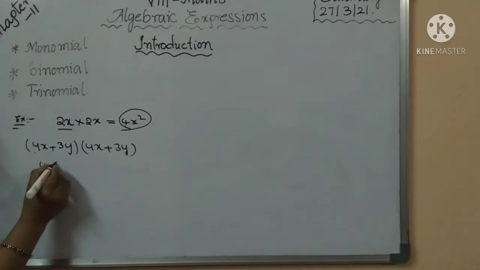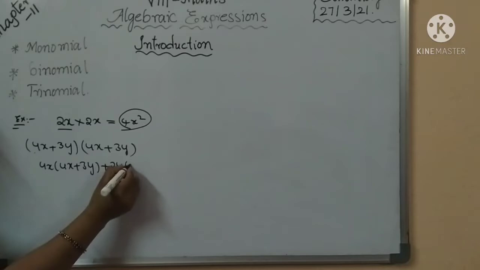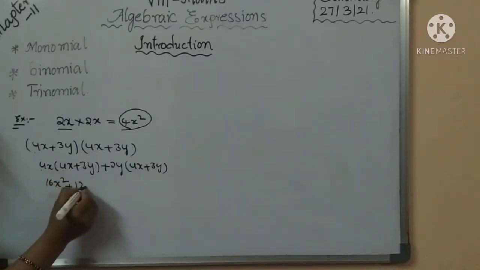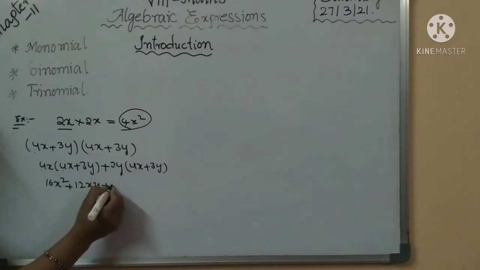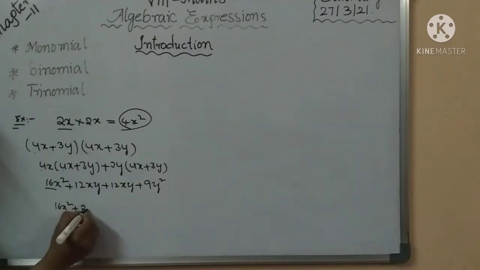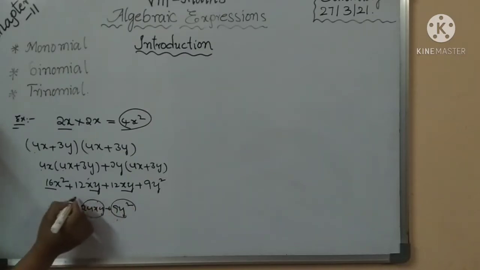4x into 4x plus 3y, plus 3y into 4x plus 3y. So here 4 fours are 16, x into x is x square, plus 4 threes are 12, x into y is xy, plus 3 fours are 12, x into y, 12xy, plus 3 threes are 9 into y square. 16x square plus 12xy plus 12xy is 24xy, because here the variables are the same and the exponents are also the same, so we add them. And 9y square. Here observe that 1, 2, 3 terms are there.